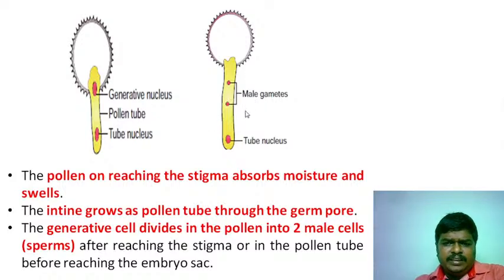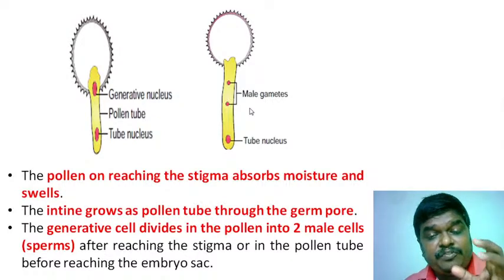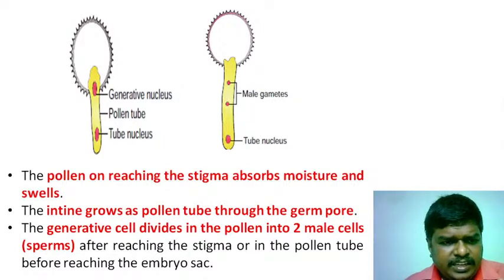So usually two male gametes will enter into the embryo sac. What is the embryo sac? It is a structure that is formed inside the ovary that contains the female gamete. Here you can see that the nucleus of the generative cell divides and forms the male gametes.